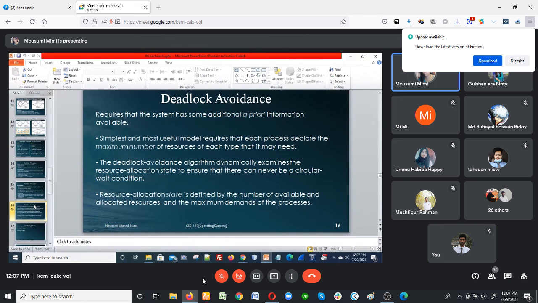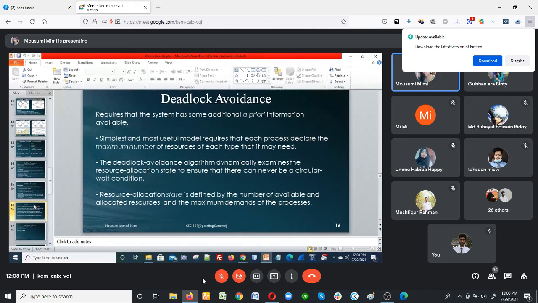So the simplest and the most useful model requires that each process declare the maximum number of resources of each type that it may need. So the easiest way to avoid deadlock, first thing is that each process which moves from the ready state to the running state will declare previously how many resources, the maximum number of resources, they need.